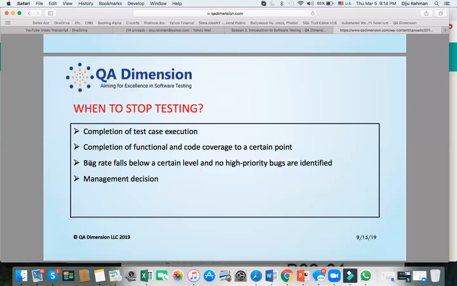I mean, there are two types of bugs. One is high priority, as you said, and one is low priority. So we will have to make sure that the high priority bugs get fixed, and we will also have to make sure that we identify the low priority bugs as well, right? Yep. Okay.